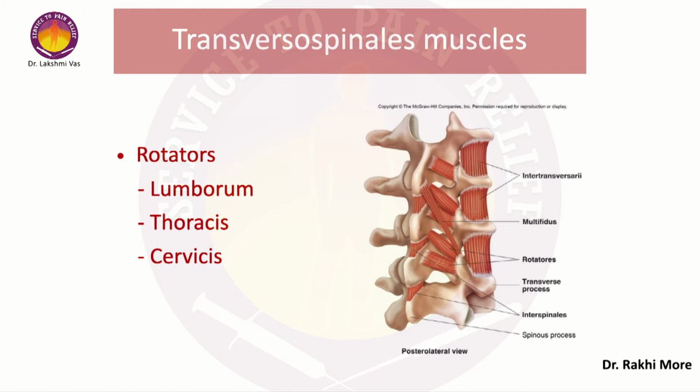So when you are approaching the muscles from the posterior aspect, you will first cross over the superficial muscles, that is the muscles which belong to the superficial layer, that is the trapezius and the latissimus dorsi, which are marked in red.